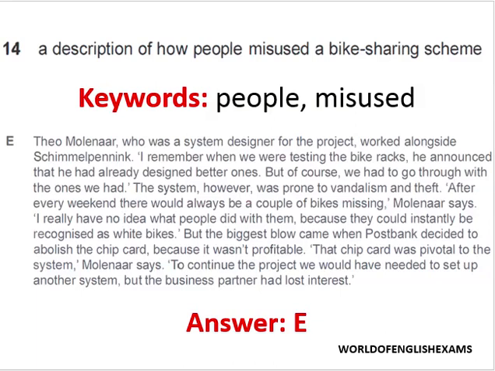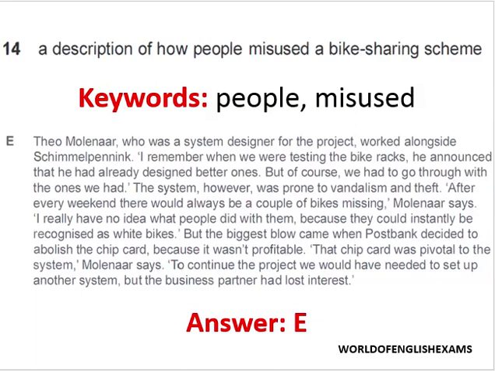But of course we had to go through with the ones we had. The system, however, was prone to vandalism and theft. So what is the meaning of theft here? Robbery. So what happened? After every weekend there would always be a couple of bikes missing. So clearly the people did not understand the aim, the motive behind sharing the bikes, and they were stolen. Then Molinar says, I have really no idea what people did with them, because they could instantly be recognized as white bikes.